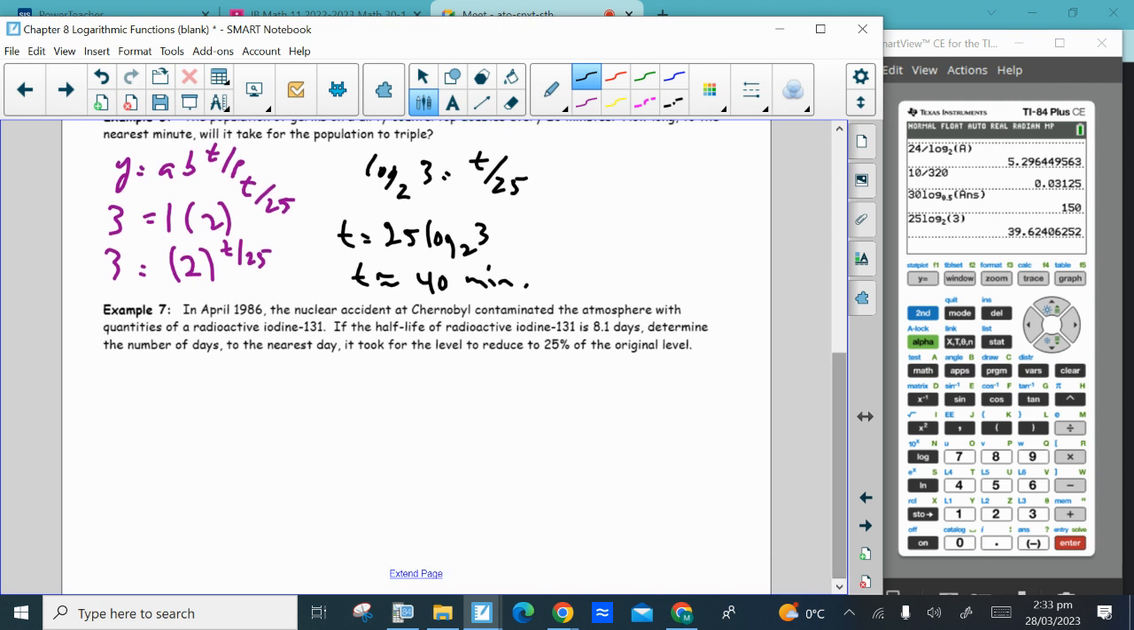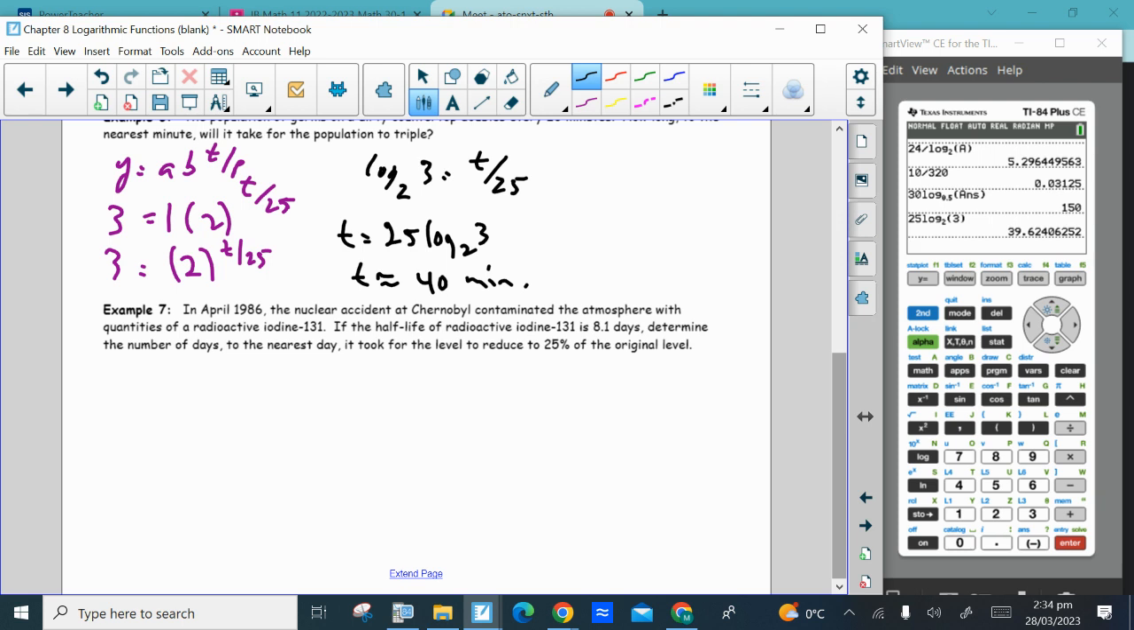And example 7: in April of 1986, there was a nuclear accident in Chernobyl. It contaminated the atmosphere with quantities of radioactive iodine-131. So the nuclear reactor melted down, right? It got so hot that it actually melted down, and then you released all this radioactive stuff into the air. And lots of people died. Lots of babies that were born after that were born with deformities. It was terrible, and there are still lasting effects from that accident.